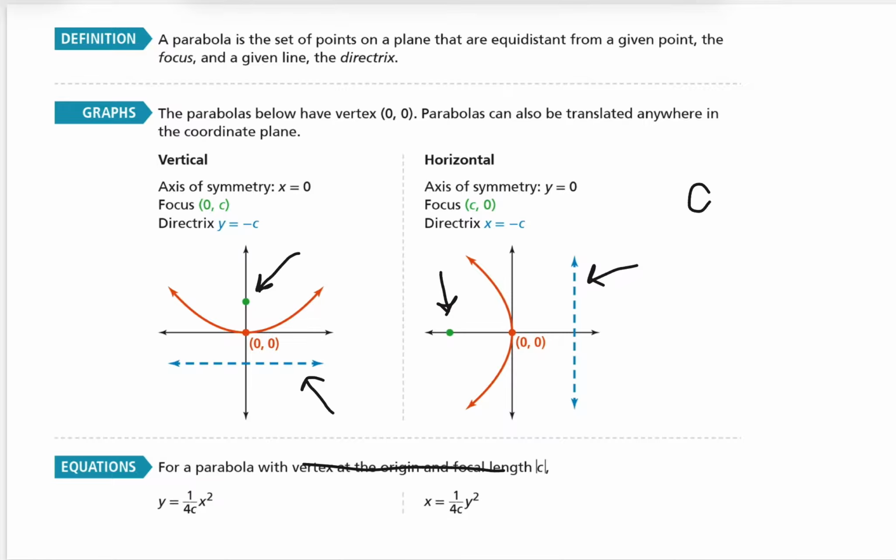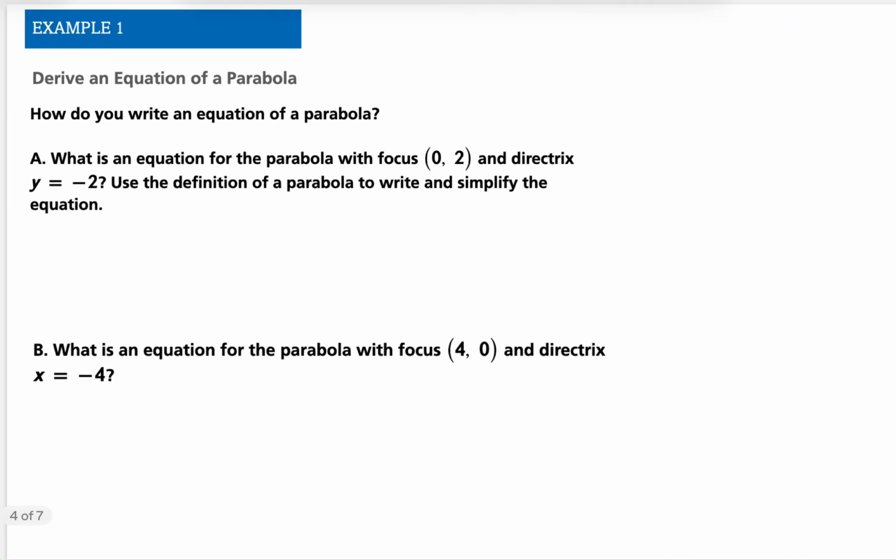Then we're going to use these formulas right here to represent, depending on if our parabola is an up and down or a left and right opening parabola. Our first example says, how would you write an equation of a parabola with a focus of 0, 2 and a directrix of y equals -2? We're using the definition of a parabola to write the simplified equation.